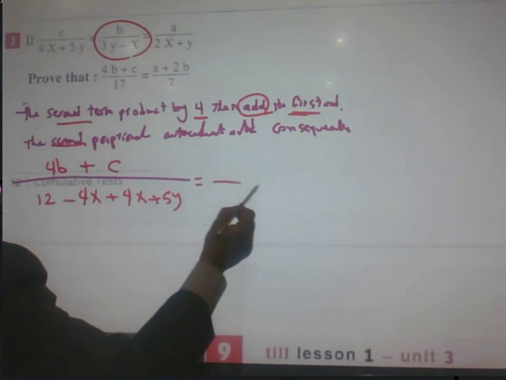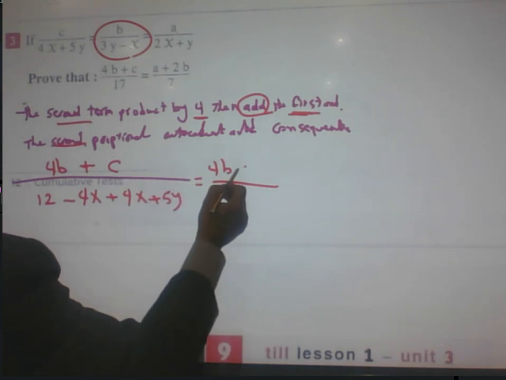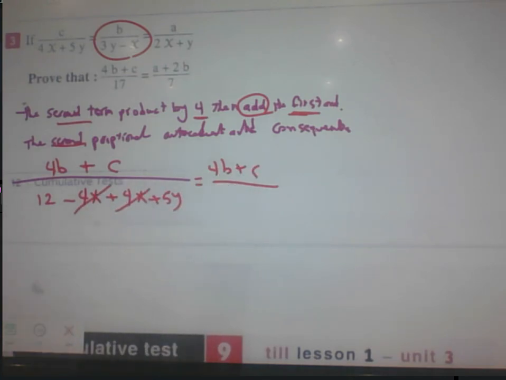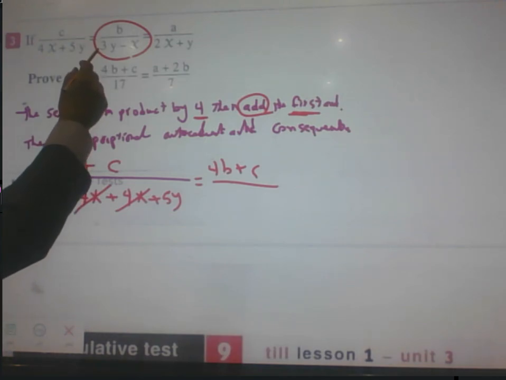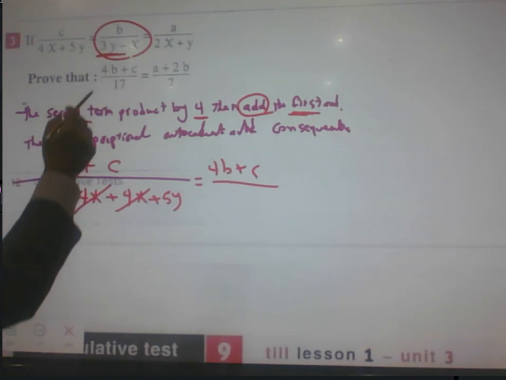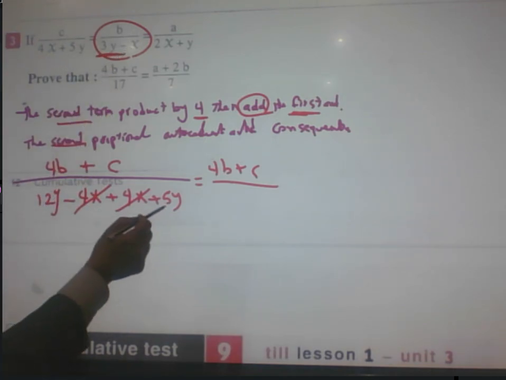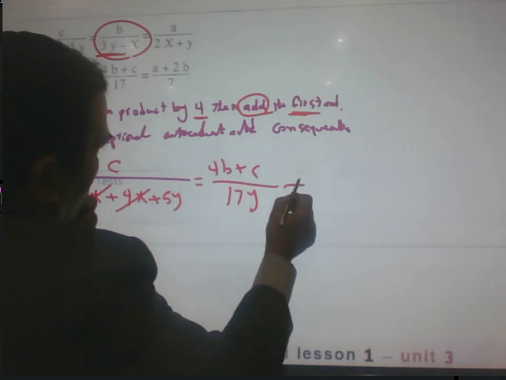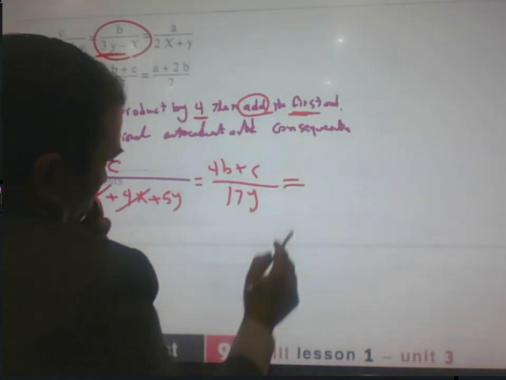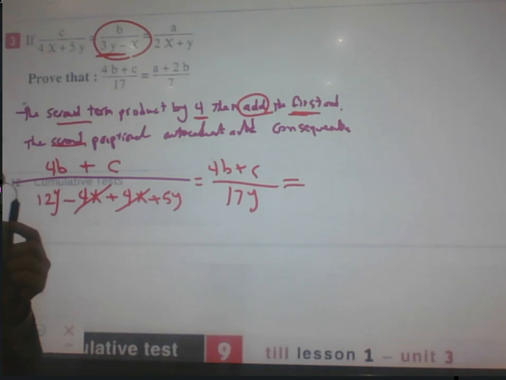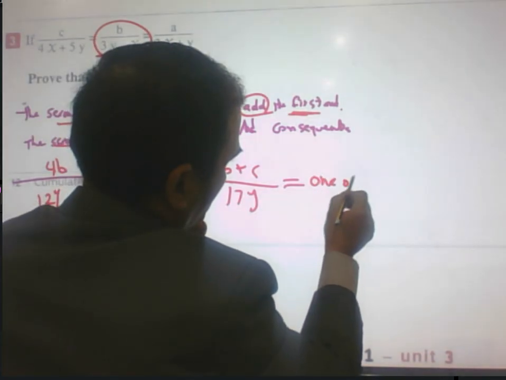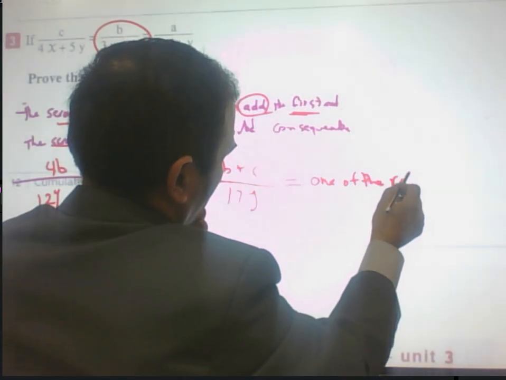Next step, you can simplify. Right, 4b plus c up and down, you can cancel together, and we have 12y. This 12y, because we product by 4, 4 times 3 it will be 12, and 4 times x, 4x. 12y plus 5y is 17y. It's equal to each one of the ratio.